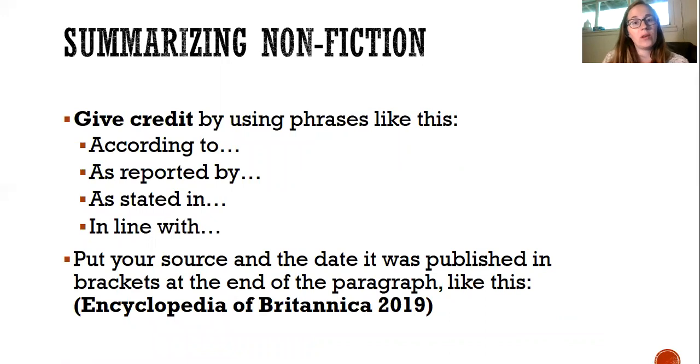So when we're citing our source, when we're telling where the information came from, we can use phrases like this: according to, as reported by, as stated in, in line with. And then after the paragraph or the sentence, you put your source, the name of where you got the information, and the date it was published in brackets at the end of the paragraph. And sometimes you even put the page number as well.